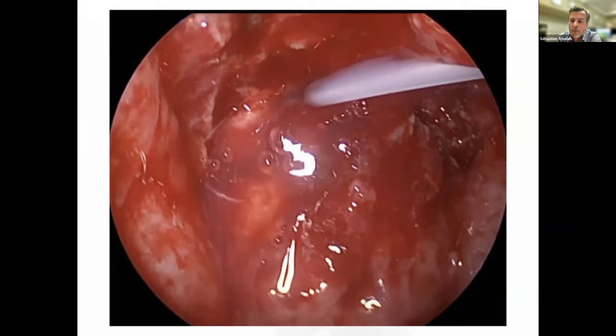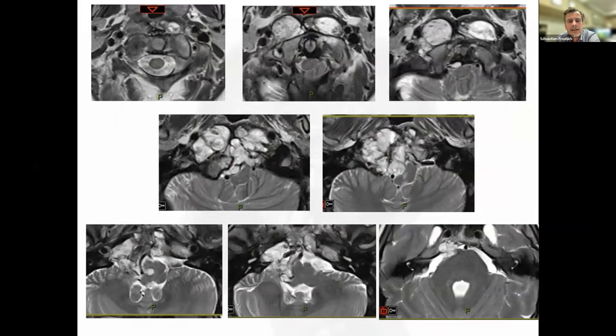I show you some more extensive tumor now. This was a case of a recurrent chordoma operated several times in another institution through the nose, but also through a retrosigmoid approach. It's a complex tumor because you have different compartments anterior to the anterior arch of C1. It's going also in the lower clivus. It's extending laterally on the petrous apex. And you have two big bulks here of tumor in the prevertebral space.